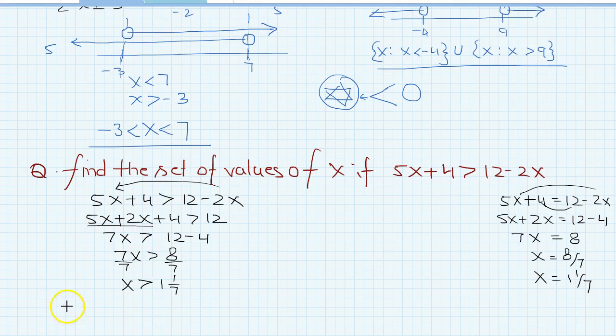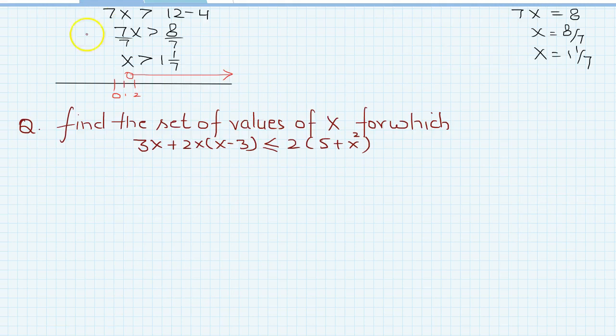So on the number line, what I'm going to write is, say this is 0, this is 1, this is 2. So that is my solution. So this is my answer. Here the answer is 1 and 1 over 7 only, and here it is greater than. So all the values which are greater than this will be my answer.